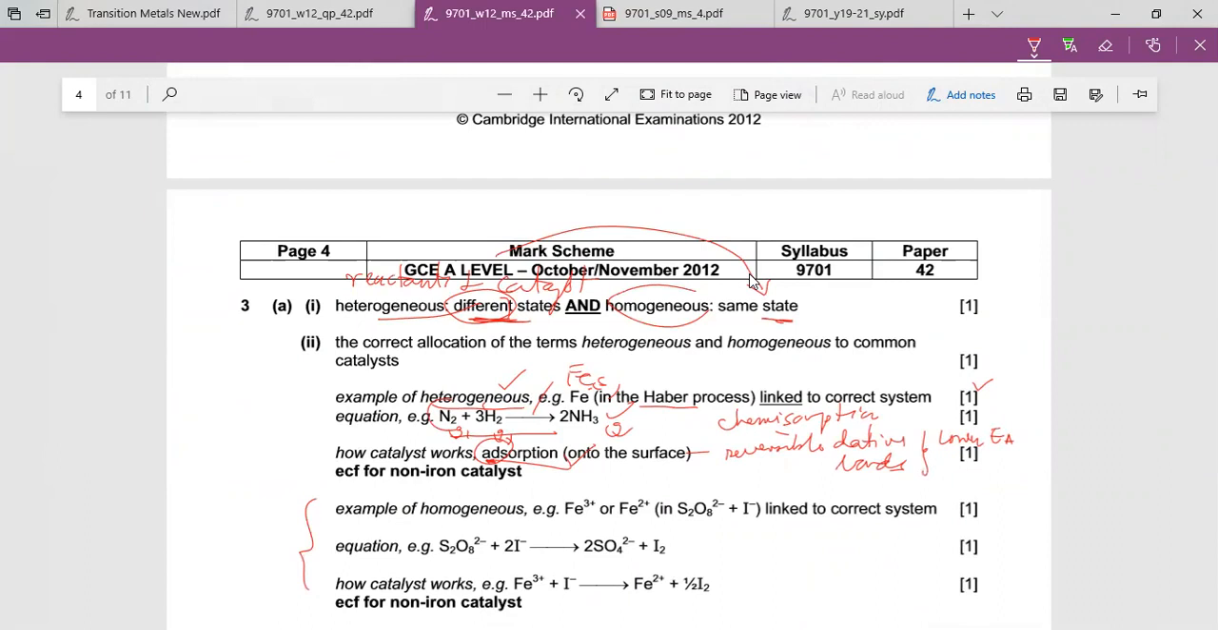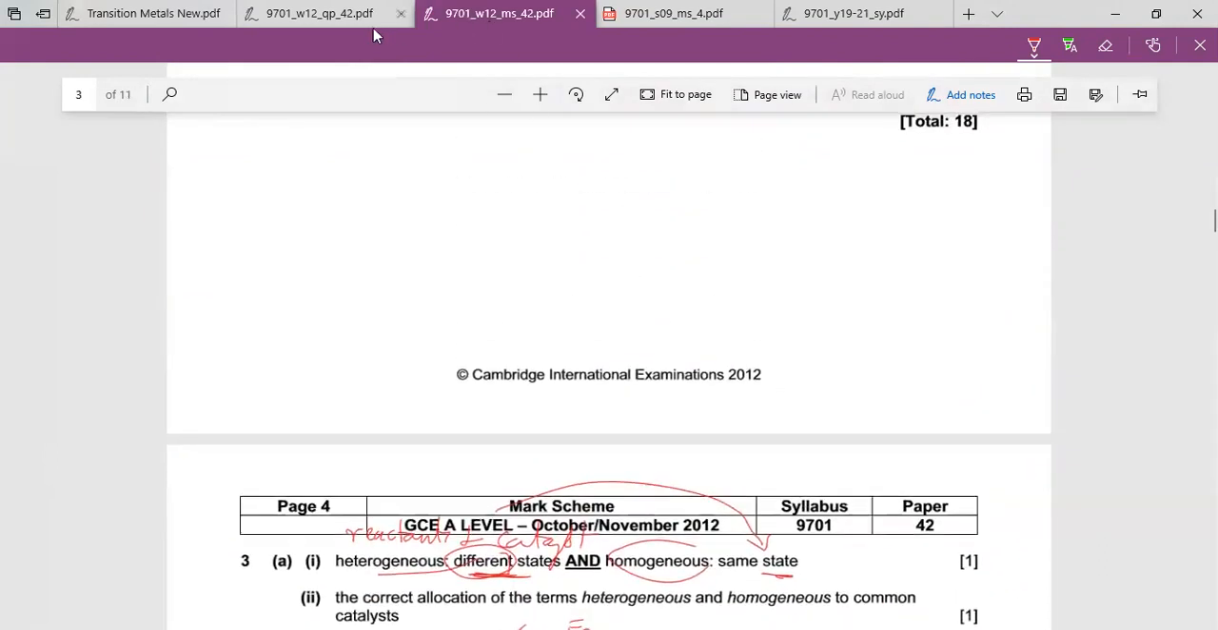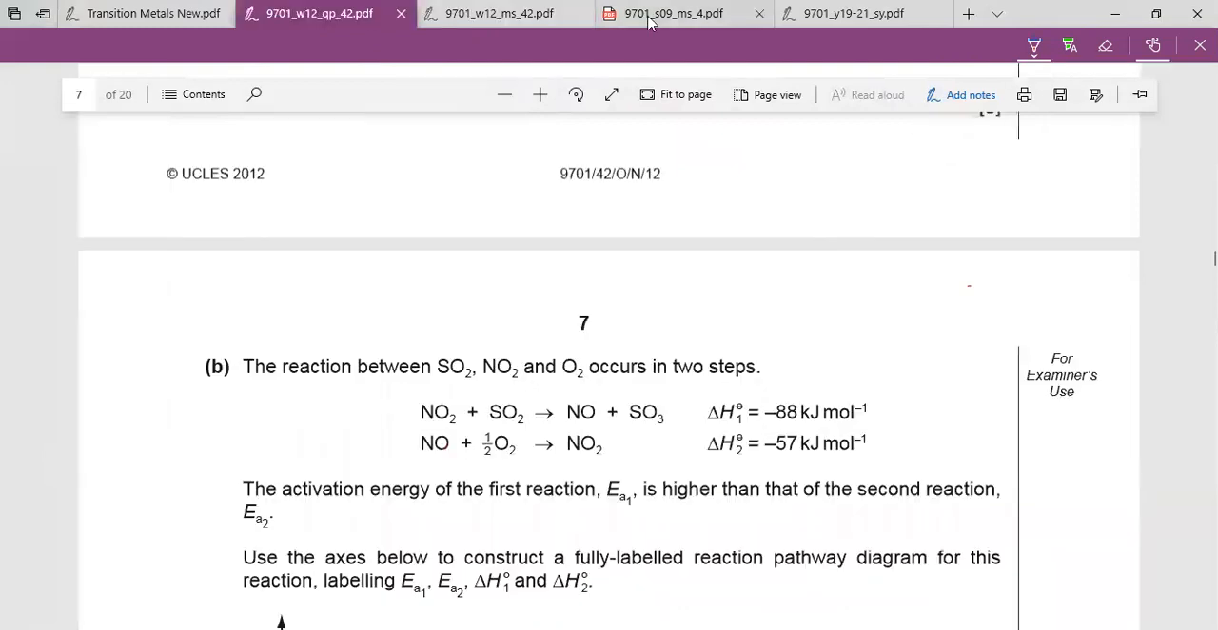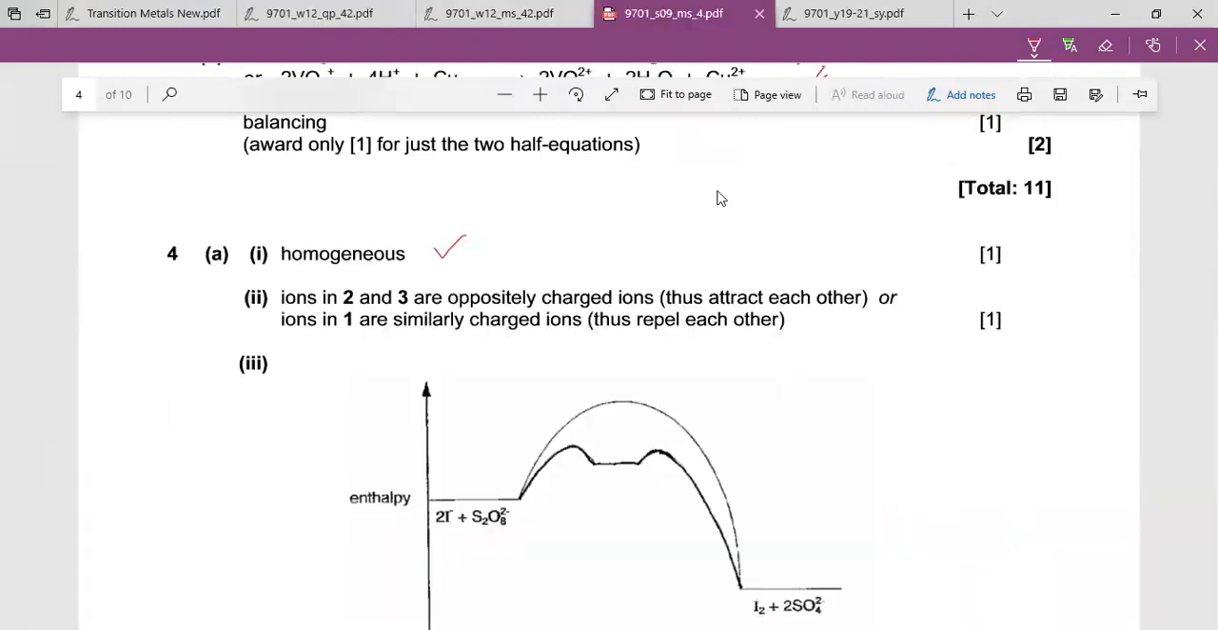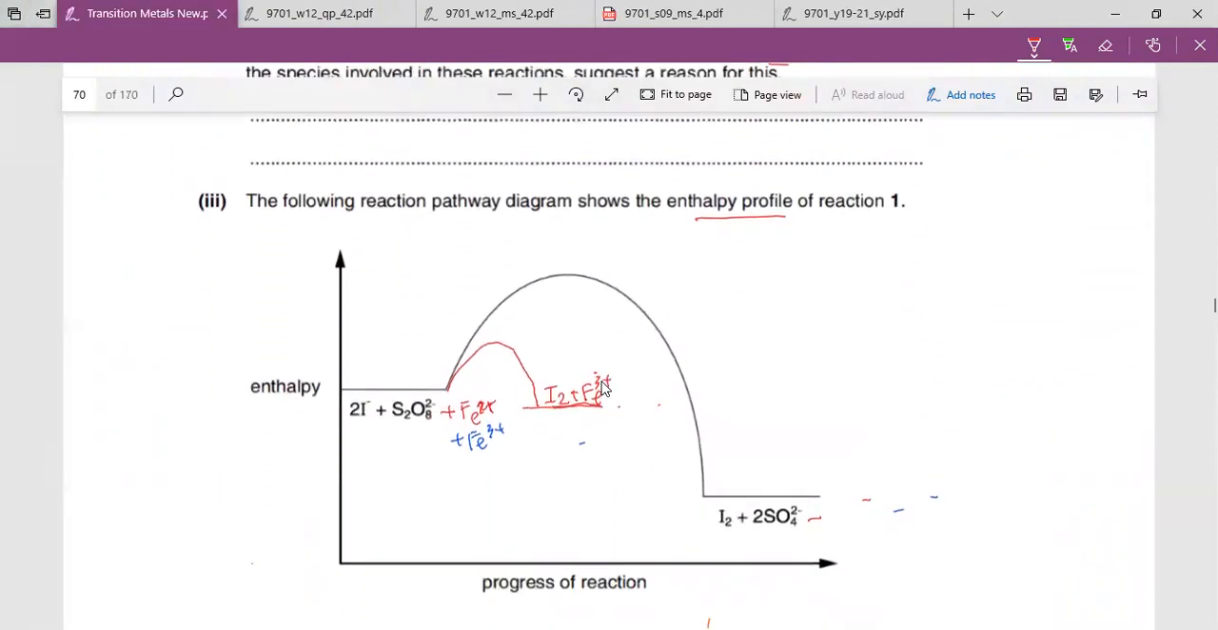Homogeneous state, correct equation with terms. Oh, sorry, this one. Ions in 2 and 3 are oppositely charged, so there's attraction. But for ions in number 1 is similar charge, so there is repulsion. Therefore, higher EA. Okay, so that's why, right? Now, in this case, the pathway shows the enthalpy flow.